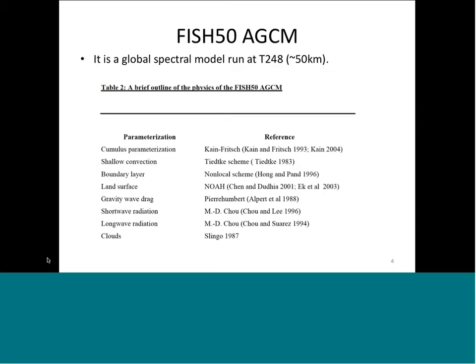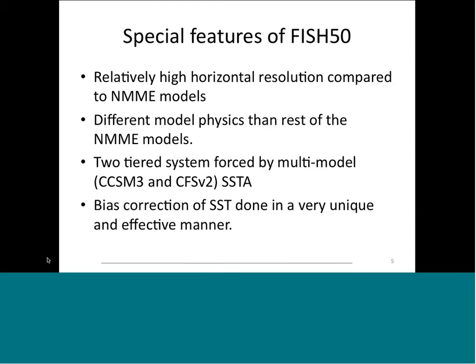There are a couple of new features in the physics. We use the Kain-Fritsch scheme, which is not often used in at least the NMME models. And it is at a resolution which is slightly higher than what is being done at NMME. So the FISH 50 is at a relatively higher resolution compared to the NMME models. We use slightly different model physics than the rest of the NMME models, especially the cumulus parameterization scheme. I will not have the time to discuss the sensitivity of the seasonal hindcast to the cumulus parameterization schemes in the talk, but it does have a dramatic effect. The two-tiered system is forced by multi-model CCSM3 and CFS-V2 average sea surface temperature anomalies. Both of these models are part of the NMME suite. Bias correction of SST is done in a very unique and effective manner, and I'll describe that in the next couple of slides.